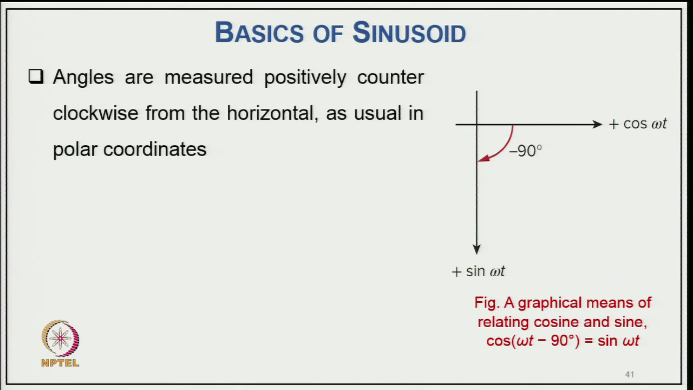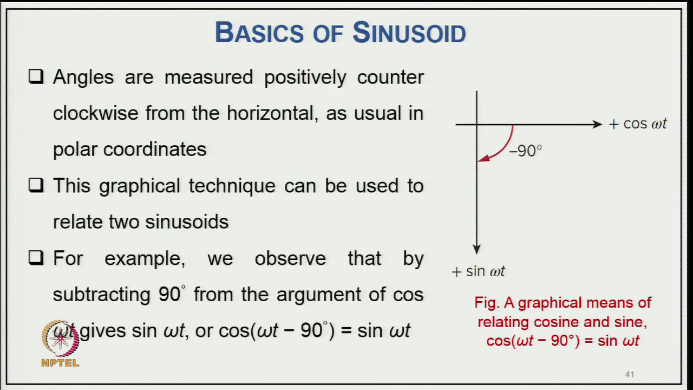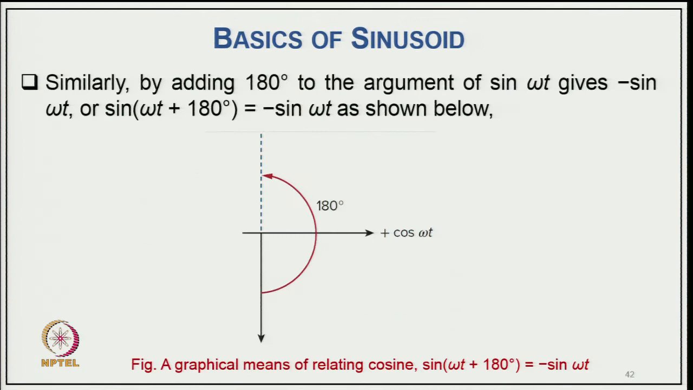Angles are measured positively counterclockwise from the horizontal as usual in polar coordinates, and the graphical technique can be used to relate the two sinusoids. For example, we observe that subtracting 90 degrees from the argument of cos ωt gives sin ωt, or cos(ωt − 90°) equal to sin ωt.